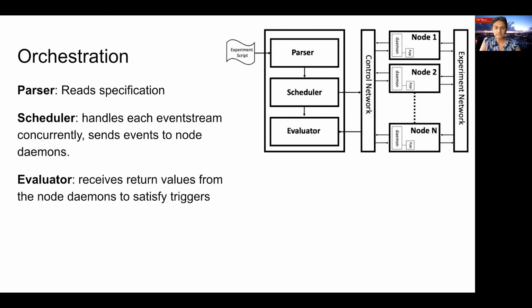The evaluator receives return values from the nodes in the experiment, correlates these responses, and if there is a trigger which is based on the return values, it then coordinates with the scheduler to make sure that the event stream is correctly satisfied and can move on.